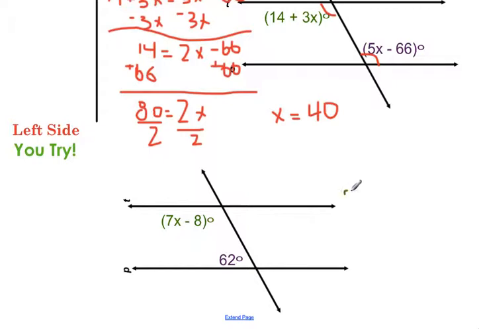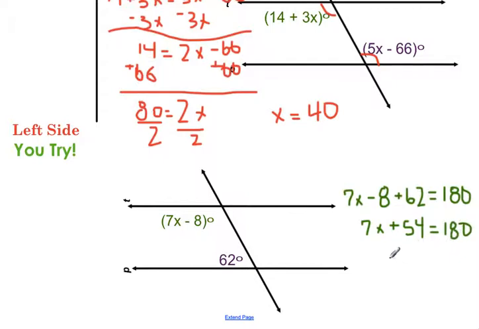All right, on this one we're using the same side interior angles converse. So we're going to say 7x minus 8 plus 62 must equal 180. Combine like terms, we get 7x plus 54 equals 180. Subtract 54 from both sides.